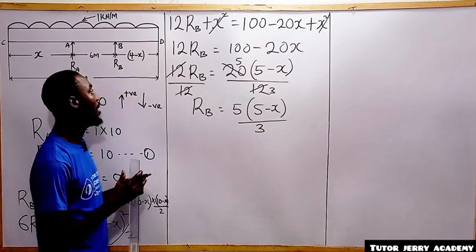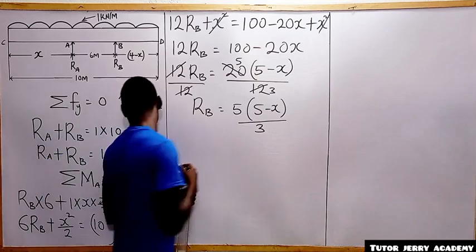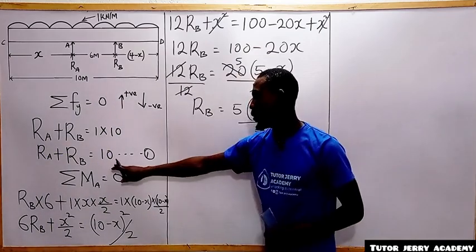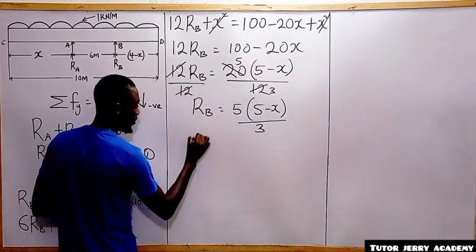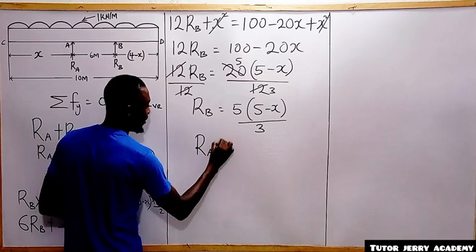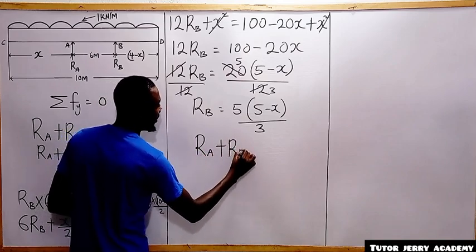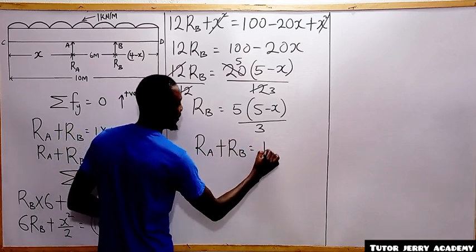All right, so how do we get our reaction at A? All right, let's go. So now from equation 1, we know that reaction at A plus our reaction at B will be equals to what? 10.